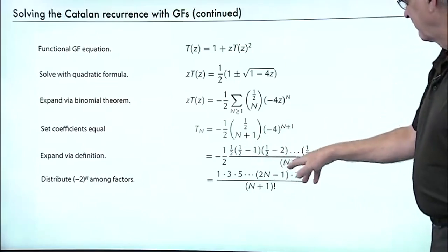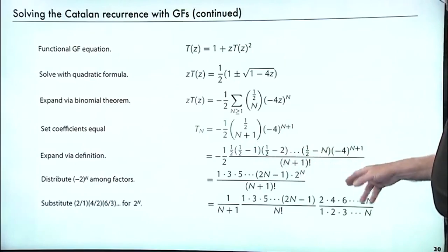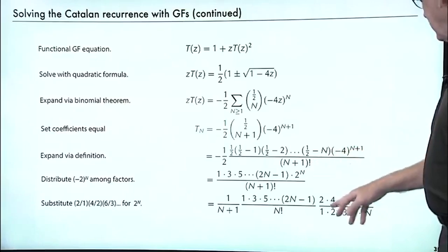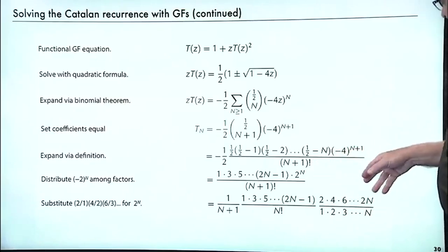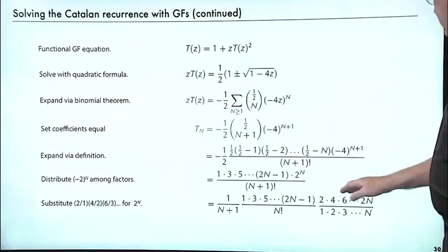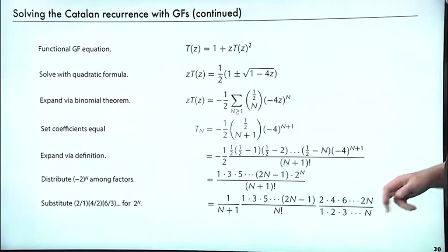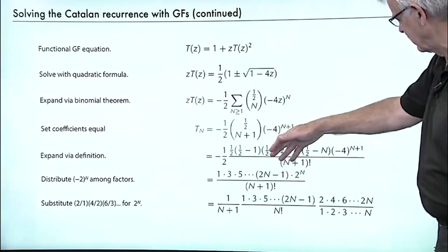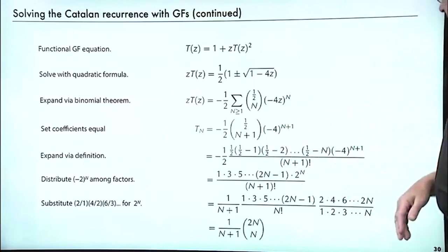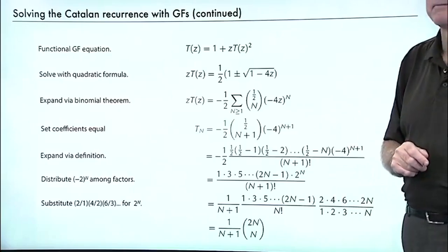And now, if you have that, then if you fill in the evens, so 2 to the n is 2 over 1 times 4 over 2, and so forth. So now we have the odds and the evens, and we have an n factorial. So that's going to immediately give us 2n factorial over n factorial times n factorial, which is 2n choose n.